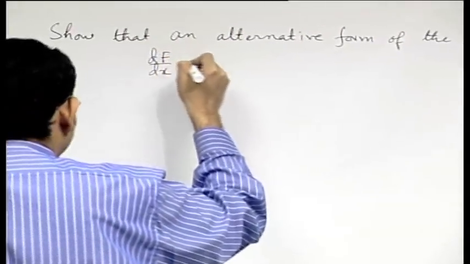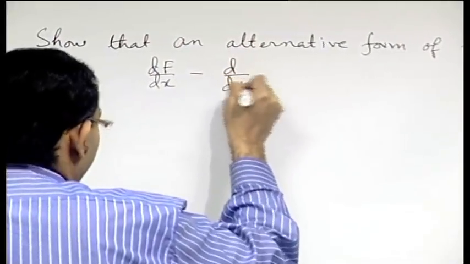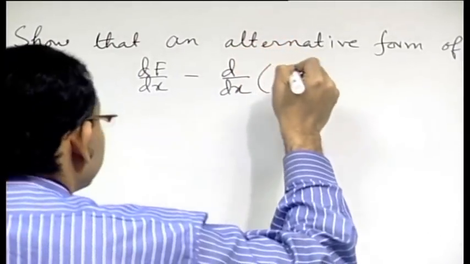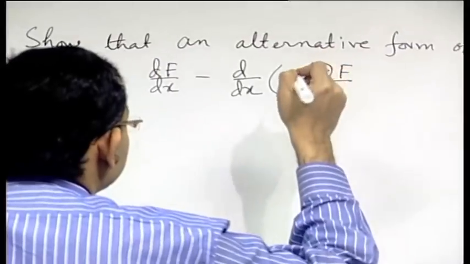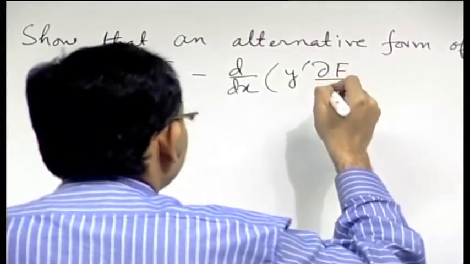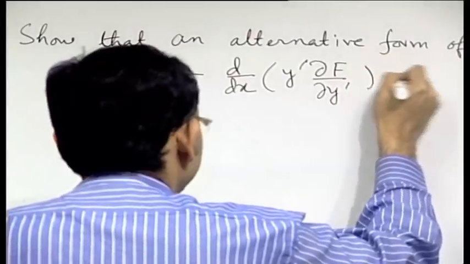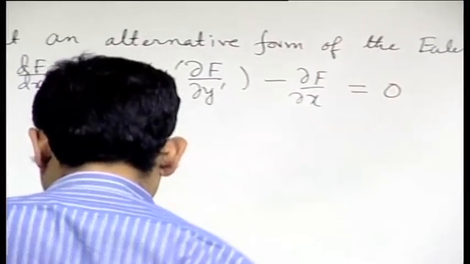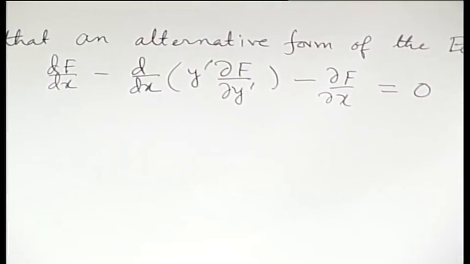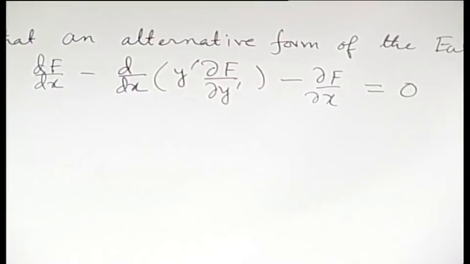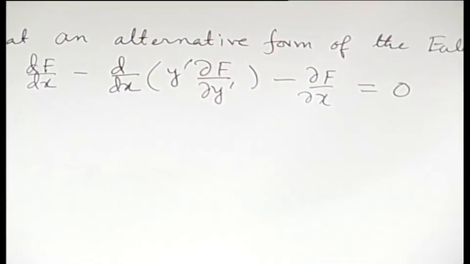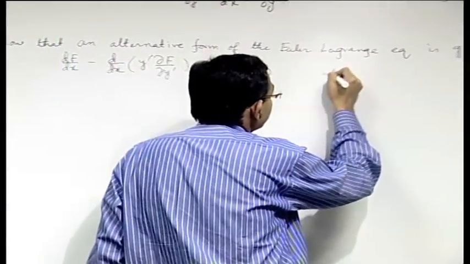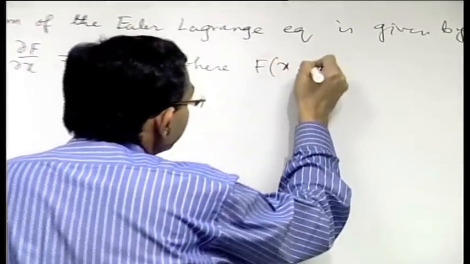d/dx of (f minus y prime del f del y prime) minus del f del x equal to 0. We have another part of the problem, but that we will state after we complete this part, where f is a function of x, y, y prime.